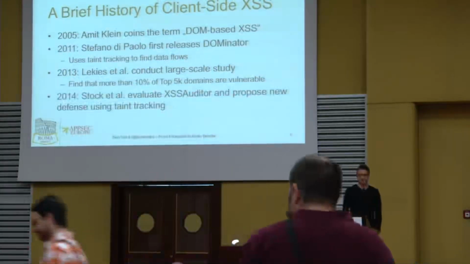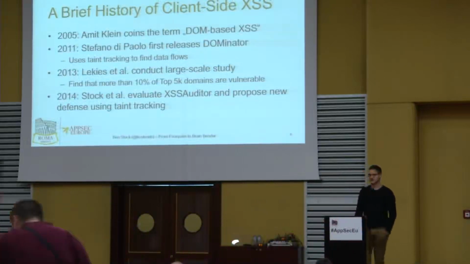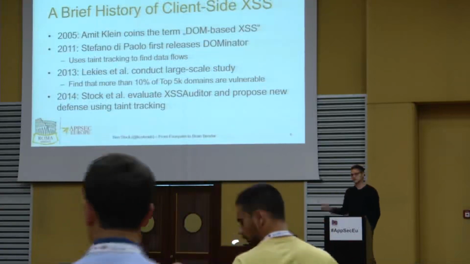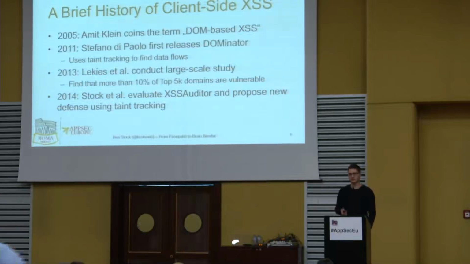Then in 2014, again with Sebastian, we evaluated how well the XSS auditor performed in terms of stopping these vulnerabilities. Turns out that we could bypass it for 75% of the vulnerable domains. To be honest, the XSS auditor is meant to filter reflected cross-site scripting, so it's not actually its job. But based on these findings, we then proposed a new mechanism of defending against this, which uses our taint tracking approach to filter out all code that might have originated from an attacker and thereby stop the cross-site scripting.